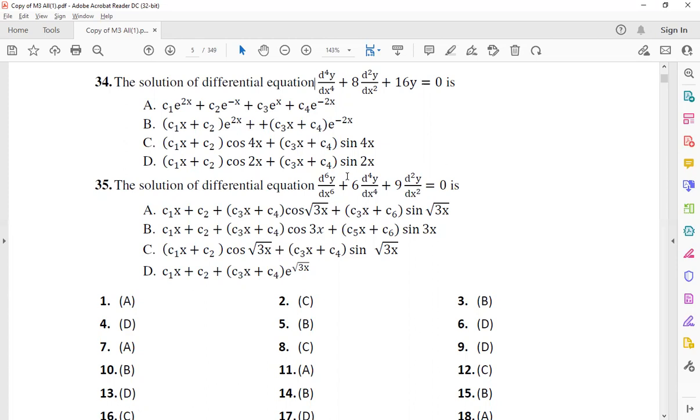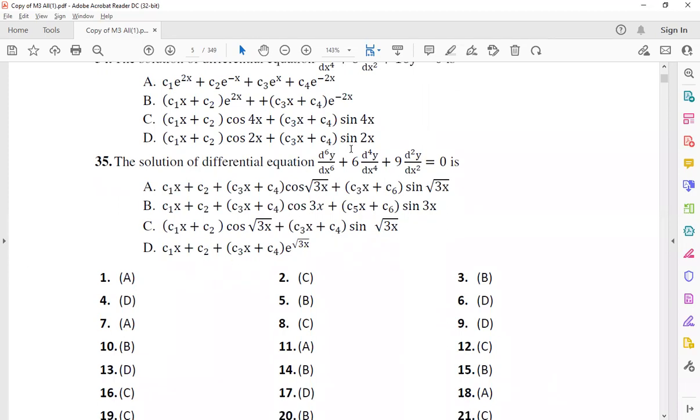What are S? Minus 4, is it? Minus 4, minus 4. Correct. S is minus 4, minus 4. So D is plus minus 2i, plus minus 2i, repeated twice. So it will be cos 2 and sine 2. Option D is correct. Okay, last one.